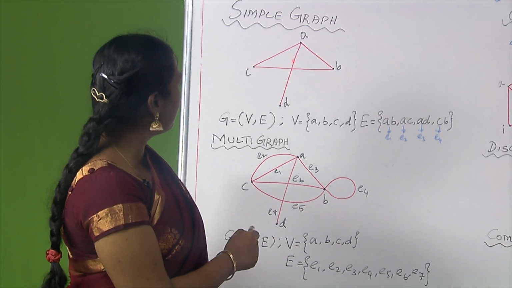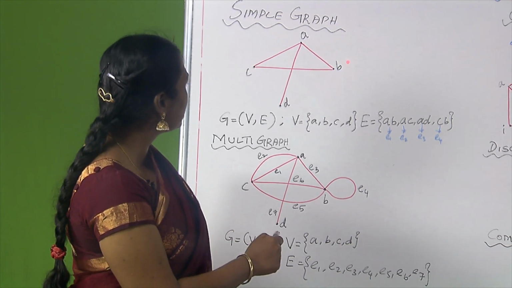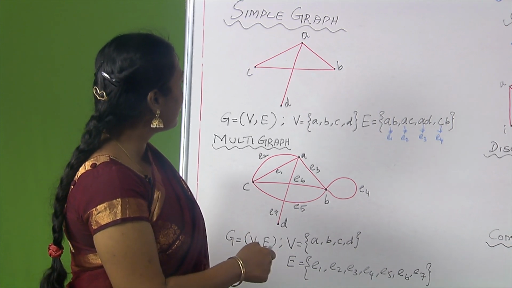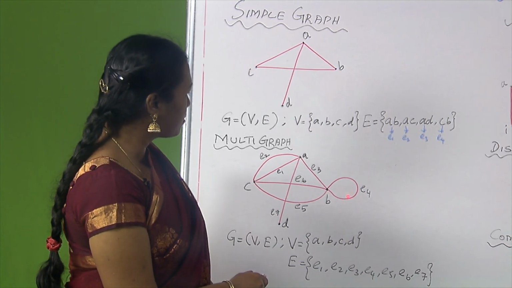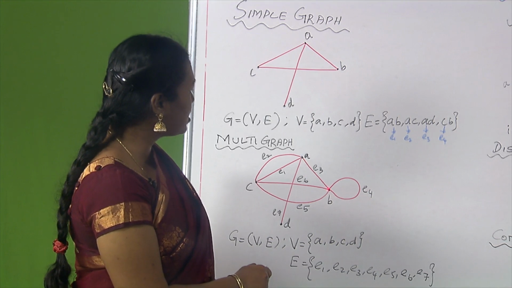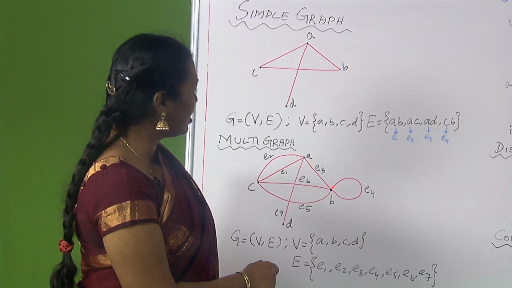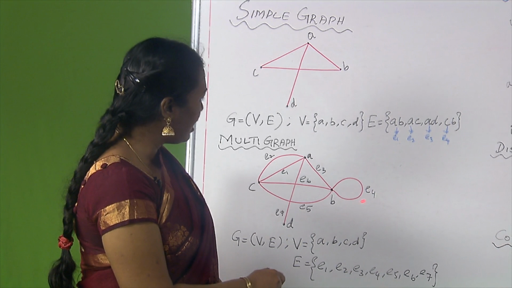So, in the previous simple graph you can see there is only one edge between these two vertices and there is no loop. So, this is called a loop. It is looping back to itself. So, from B there is an edge E4 starting at B and ending at B itself.